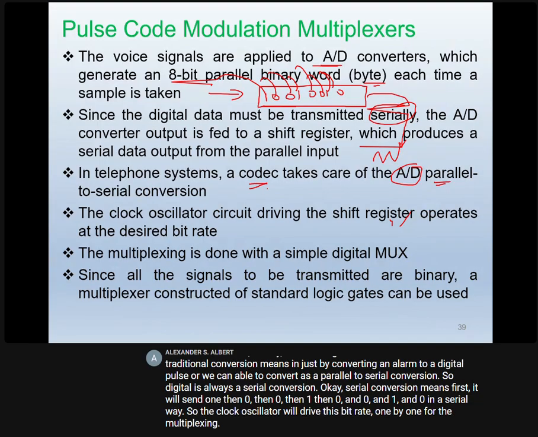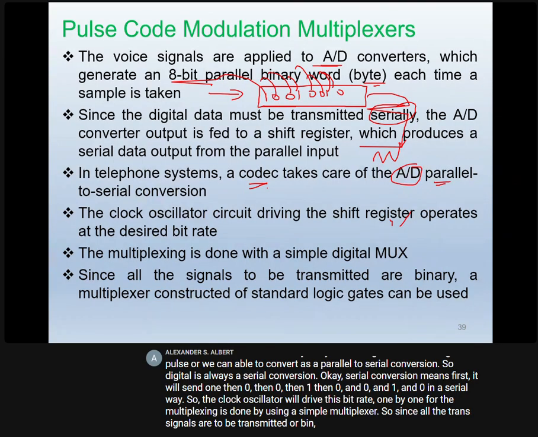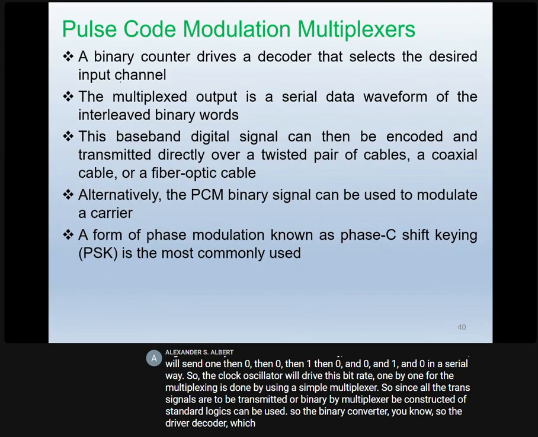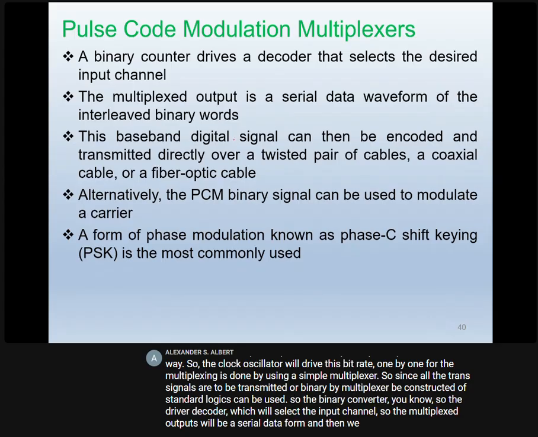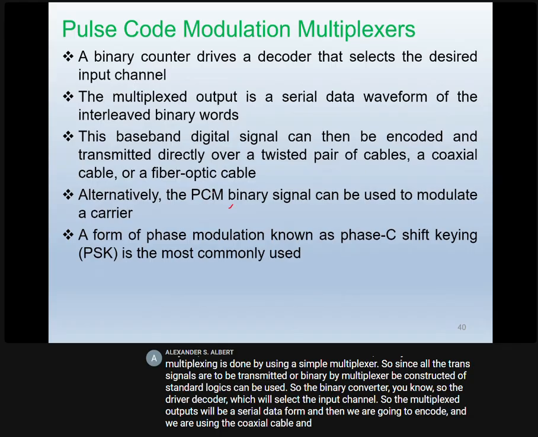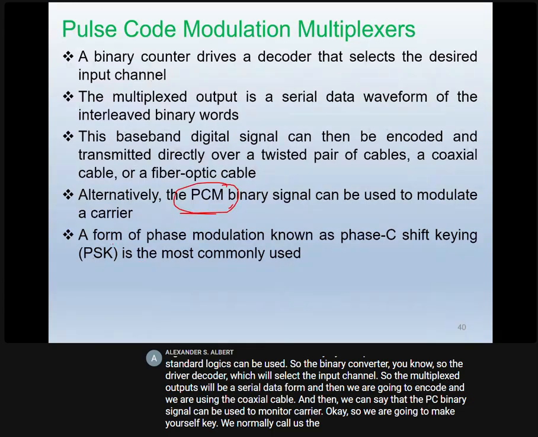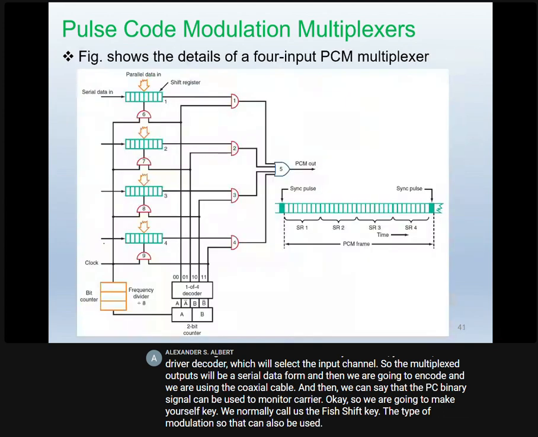The multiplexing is done by using a simple multiplexer. Since all the signals to be transmitted are binary, the multiplexer will be constructed of standard logic signals that can be used. The binary counter drives a decoder which will select the input channel. So the multiplexed output will be in serial data form. And then we are going to encode, and we are using the coaxial cable. The PCM binary signal can be used to modulate a carrier. So we are going to make use of keying, which we normally call phase shift keying, PSK, the type of modulation. So these are the details of the 4-input PCM multiplexer.